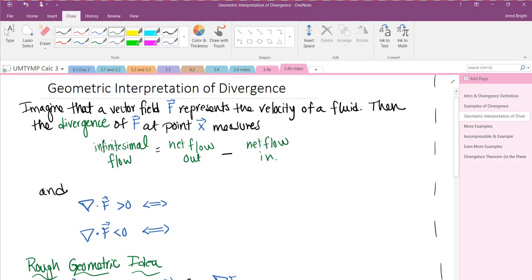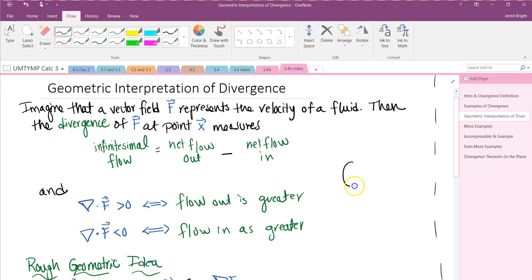Okay, and so when we say the divergence is positive, we're saying that the flow out is greater, and conversely, when we say the divergence is negative, we think of flow in as greater. Really what we're doing is talking about the entire vector field, but we're focusing on a small region just to see, within this small region, are we flowing out faster than we're flowing in? And that will hopefully represent the entire region.